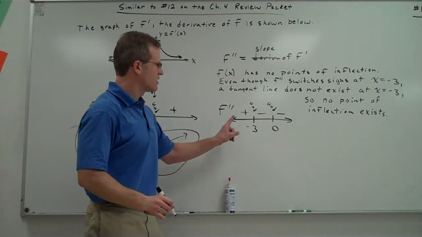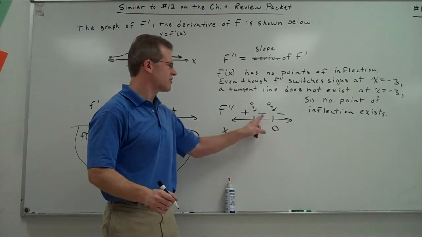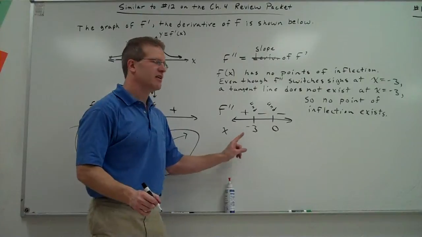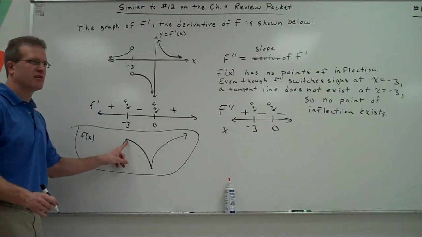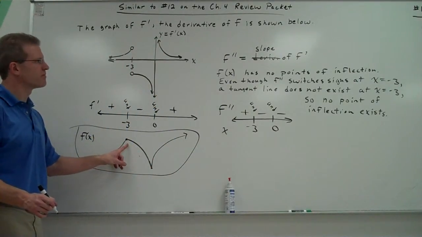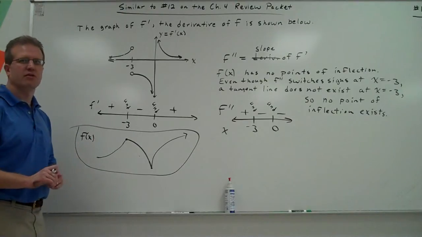Most of the time, if you get a change in the second derivative, a point of inflection will exist. It's only because of this corner that it's not a point of inflection. It's a little bit of a trick question. Any questions about that?